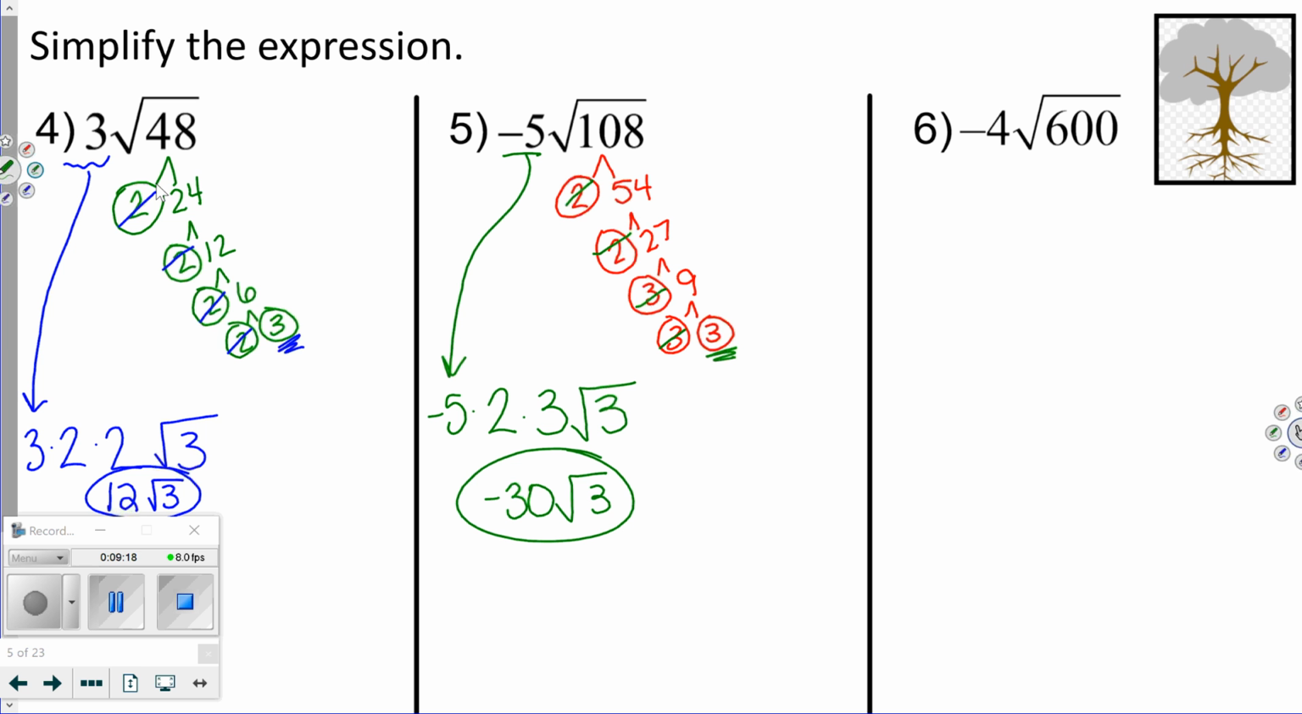All right, once again, it is your turn. Number 6, go ahead and hit pause, try number 6, and then come back and let's see how we did.